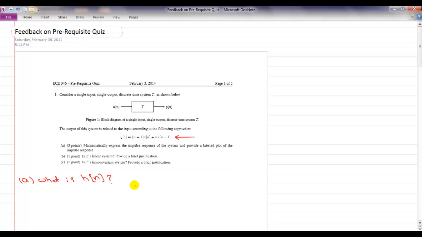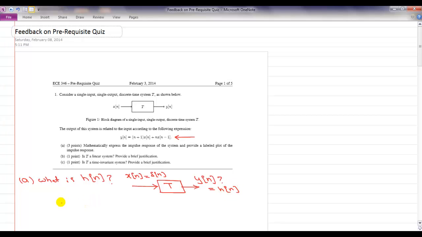Now, for a discrete time system, you should remember that the impulse response is simply defined as, regardless of whether the system is linear or time invariant or time varying, the impulse response of a system is always defined as: if I input an impulse, what is the output, y[n]? Whatever is the output is called h[n].